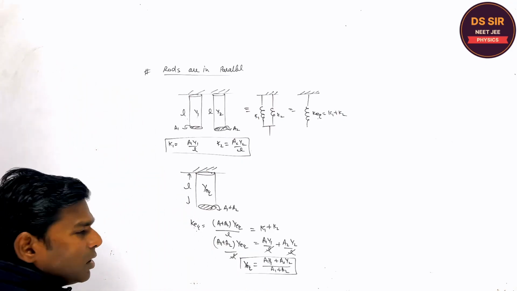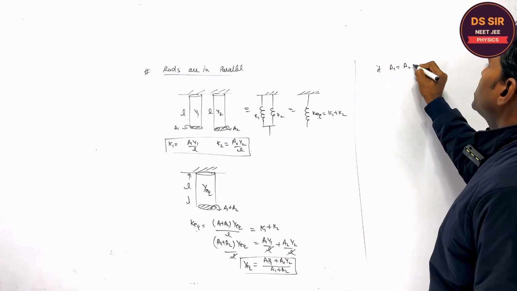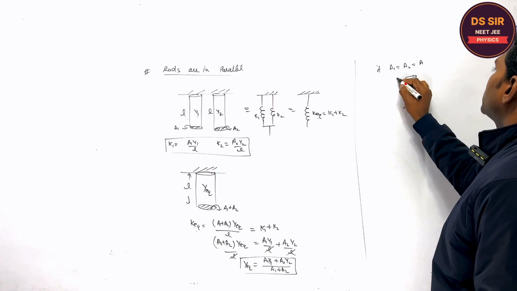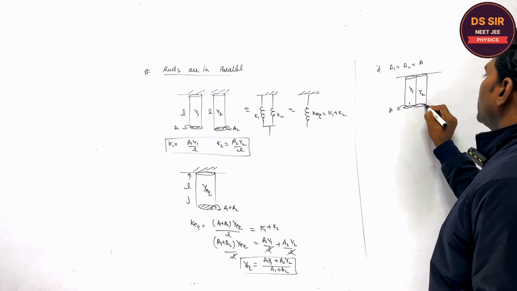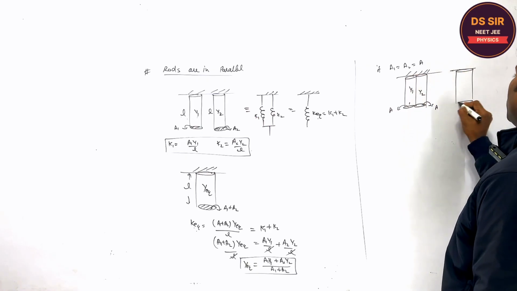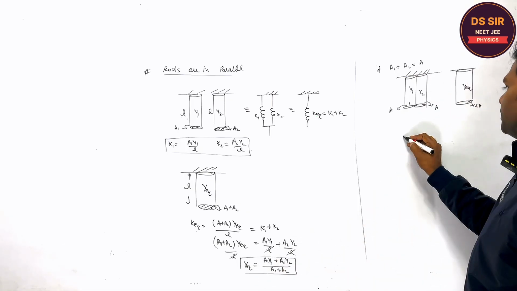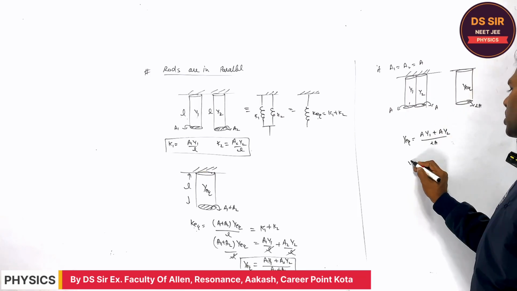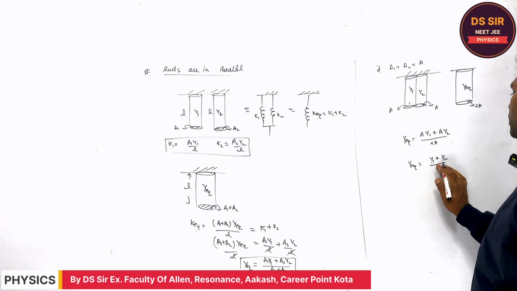This is the equivalent Young modulus. Special case: if the areas are equal, that is both rods have the same area A, and the Young modulus is Y1, the other rod connected in parallel also has area A. So if you consider the total area to be 2A, what is the equivalent Young modulus? It is equal to (AY1 + AY2) divided by 2A. The equivalent Young modulus is (Y1 + Y2) upon 2.